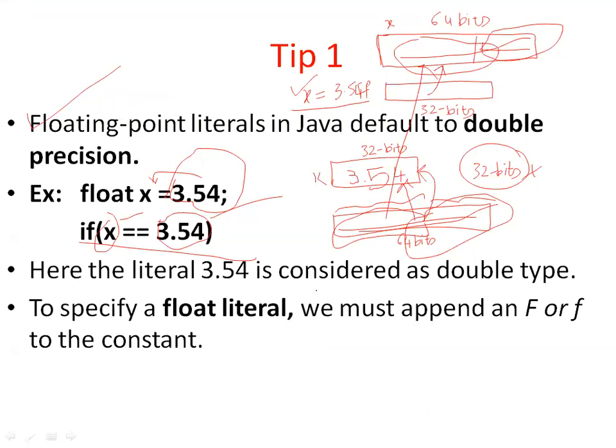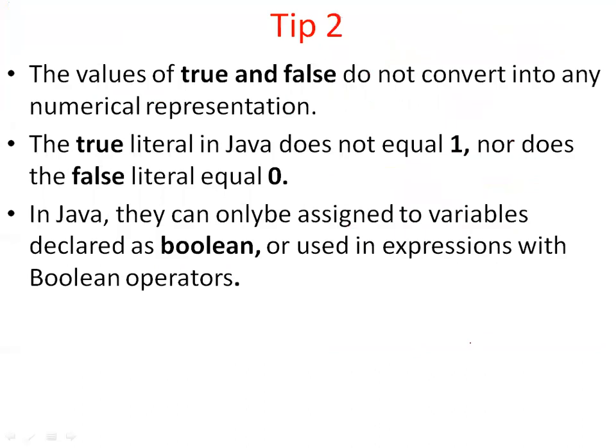So this is one tip. Here the literal 3.54 is considered as a double type. So to specify float, we can append capital F or small f. Second tip. Now, the values of true and false do not convert into any numerical representation. There is no numerical representation for these two values, true and false. So the true literal in Java does not equal 1, nor the false literal equal 0. In C, we say that true is treated as 1 and false is treated as 0.